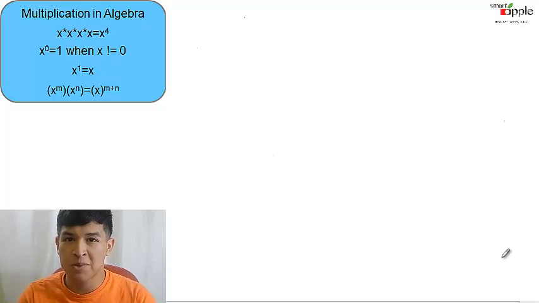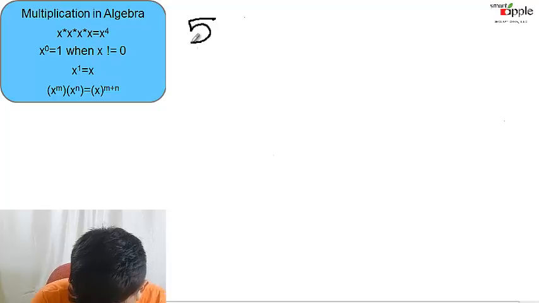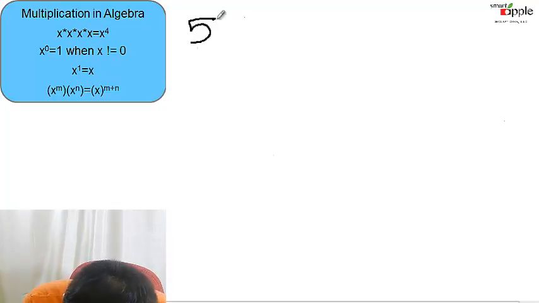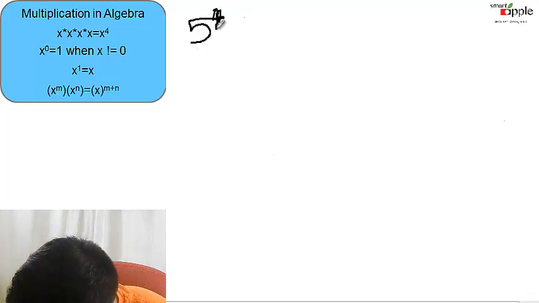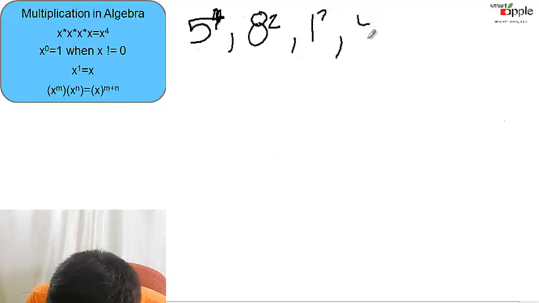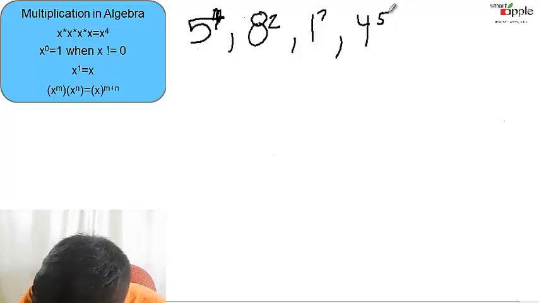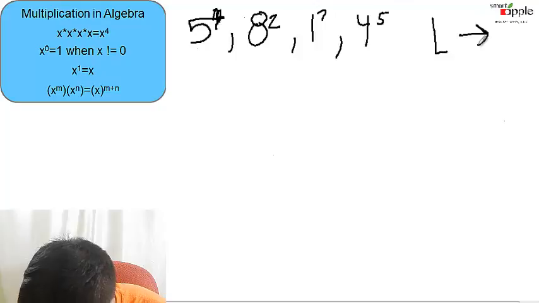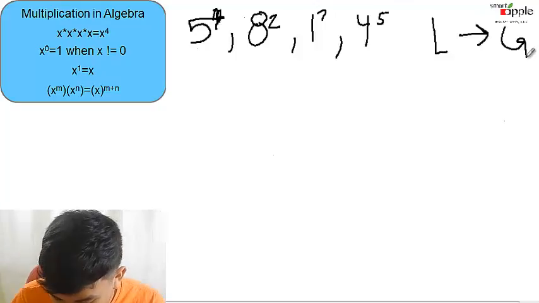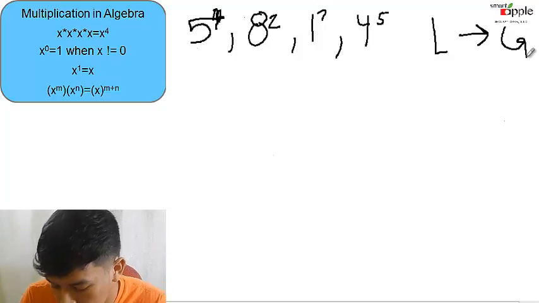I'm going to help you solve this problem systematically. Let's get started. The problem is 5 to the 4th power, 8 squared, 1 to the 7th, and 4 to the 5th power. What we're going to do with this set of exponents is list them from least to greatest. So we're going to have to solve each exponent to see what the actual number is and then put them in from least to greatest.